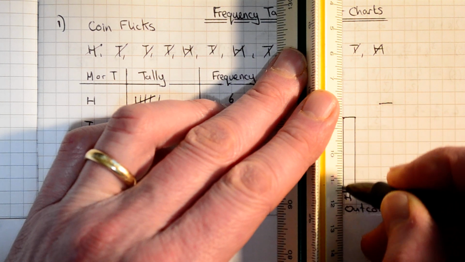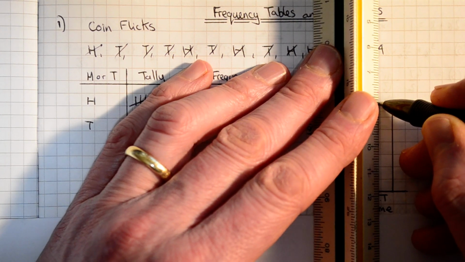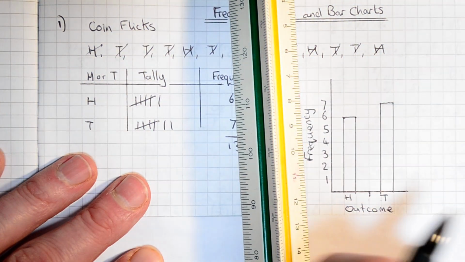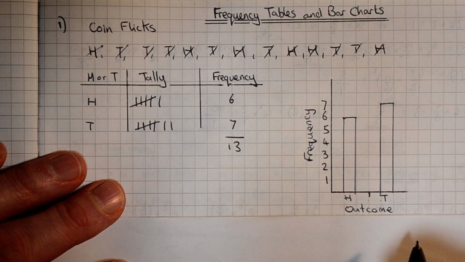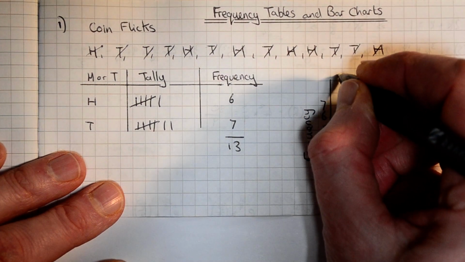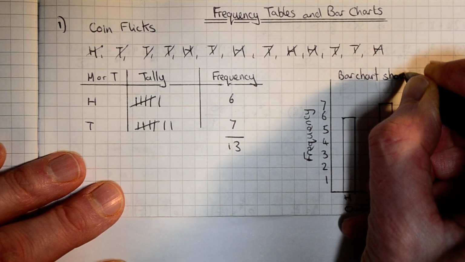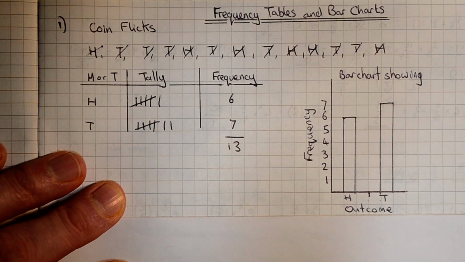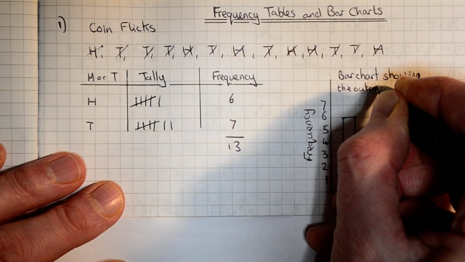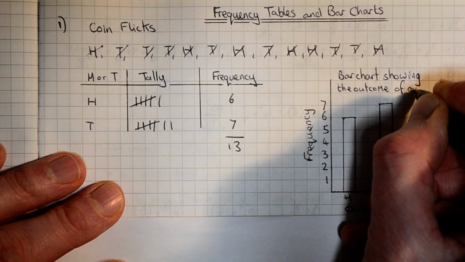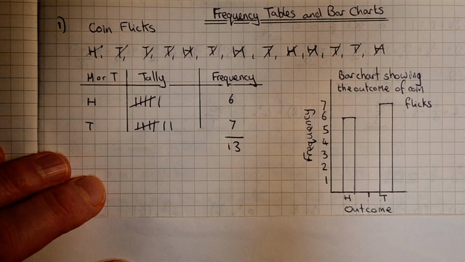Always good to use ruler and pencil when we're doing charts. I'm using a pen here so that it shows up clearly on the video. And we can shade our bars if we want to. Last thing to remember when we're drawing a bar chart is to put in the title. So this is a bar chart showing the outcome of coin flicks. So that's our first example.